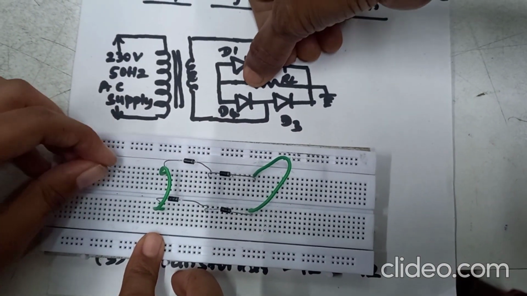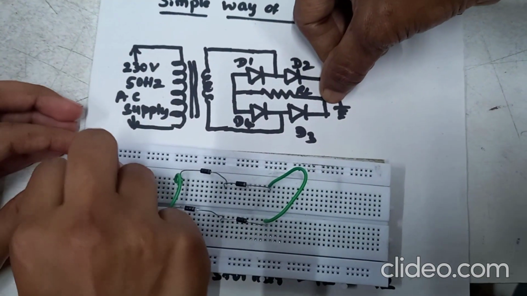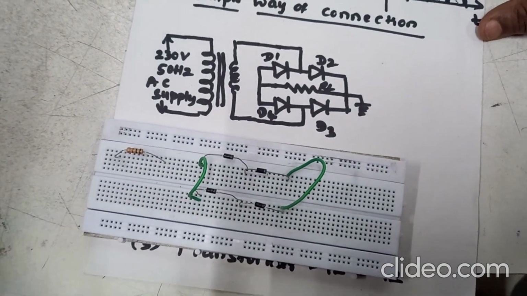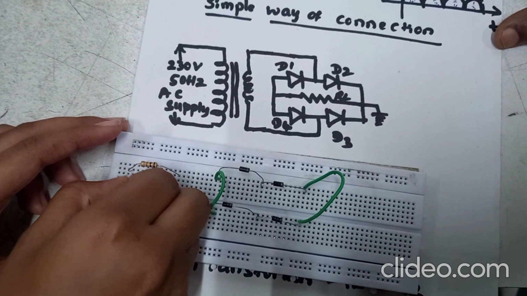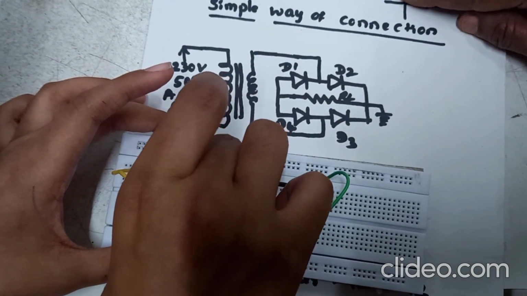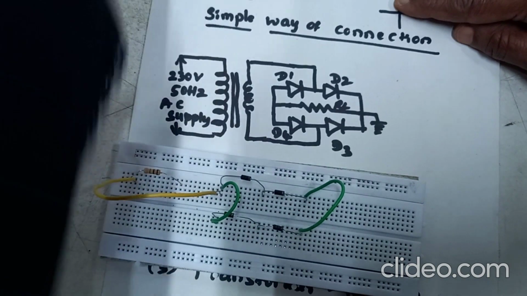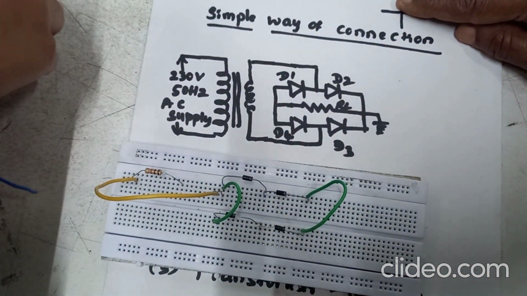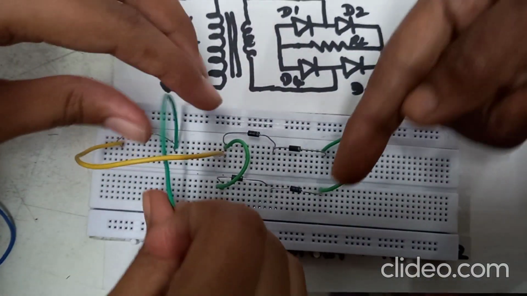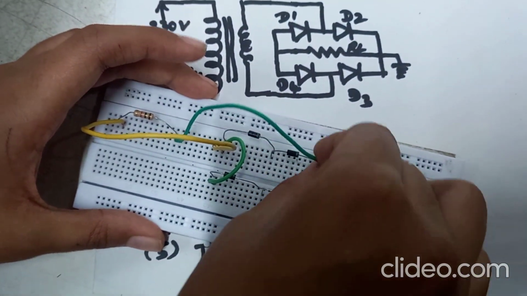See the connection: one end of the resistor goes to the anode terminal and the other end of the resistor goes to the cathode terminal. So take two small wires. One end of the resistor connect to the anode terminal, here anode, and the other end of the resistor we should connect to the cathode terminal. Other end of the resistor to the cathode connection, here we have done cathode. Okay, now the connection is over.